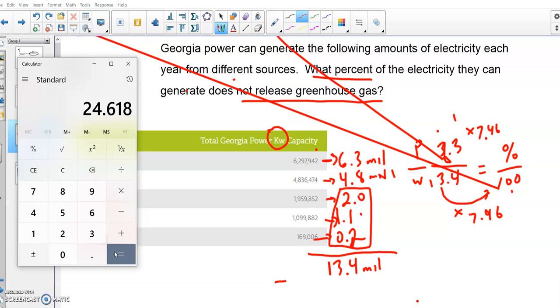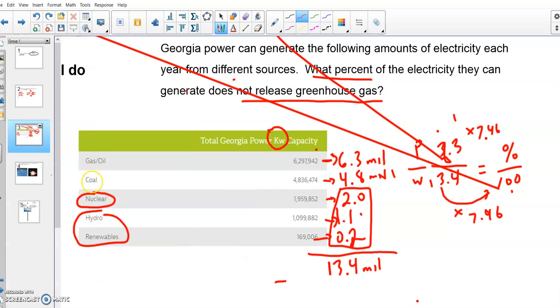If you look at those numbers too, obviously way more of it comes from those top two categories, which are fossil fuels to begin with. So it's really not a big percent. It's about 24%.